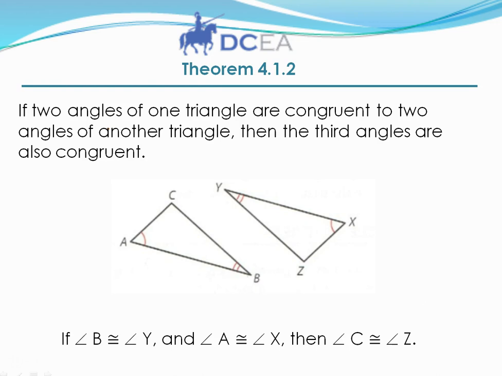Now theorem 4.1.2 is very important in geometry. You'll use this a lot to solve. So if two angles of one triangle are congruent to two angles of another triangle, then the third angles are also congruent.